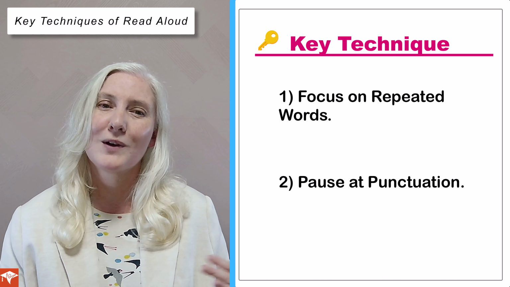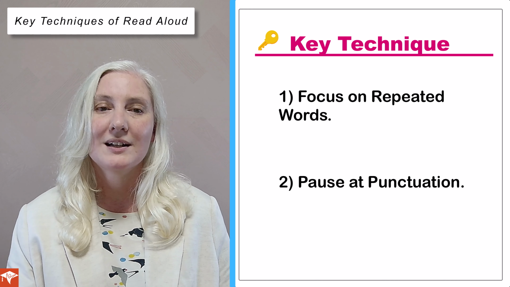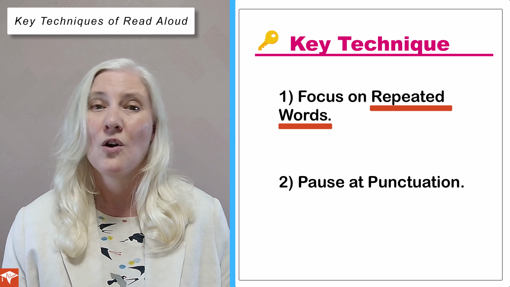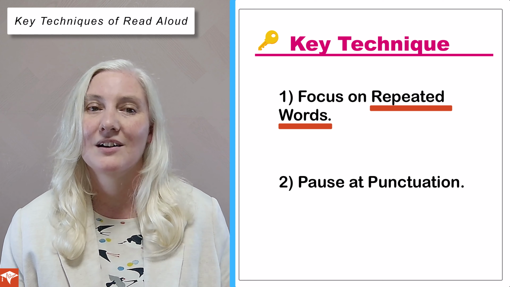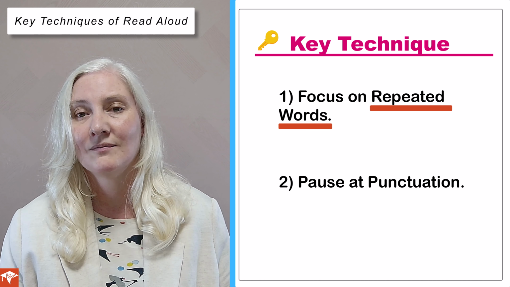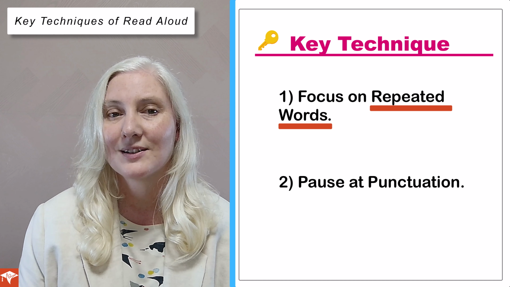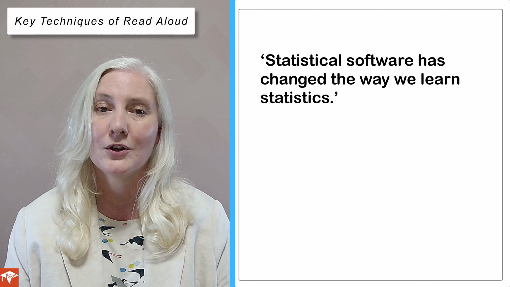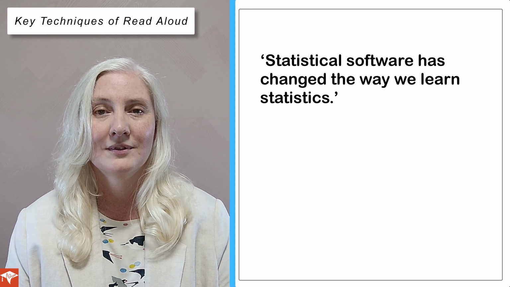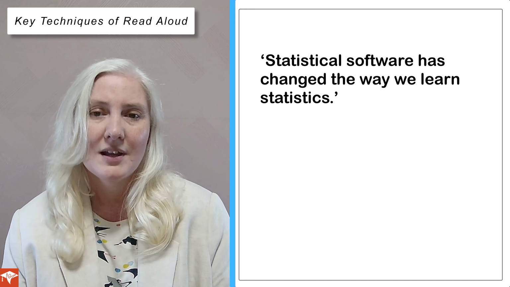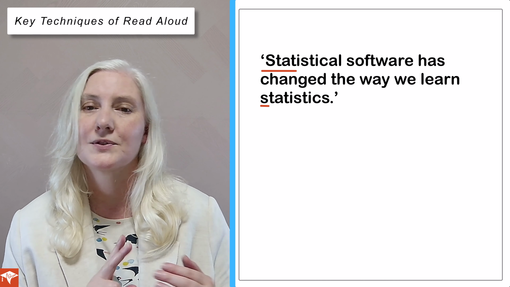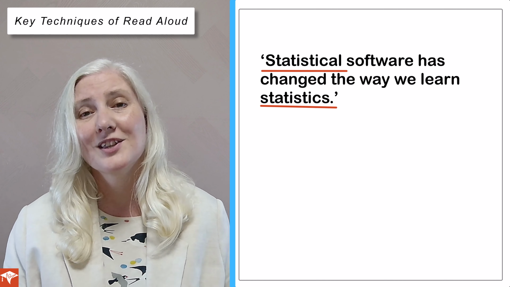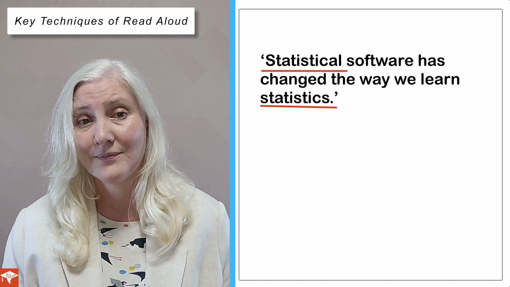Now, there are different ways to do this, but for read aloud questions, the best way is to look for repeated words, or at least repeated similar or repeated connected words. For example, look at this sentence. Statistical software has changed the way we learn statistics. Are there repeated words? Yes. We can see statistical, statistics. Great. Those are some keywords. So for this question type, that's enough.